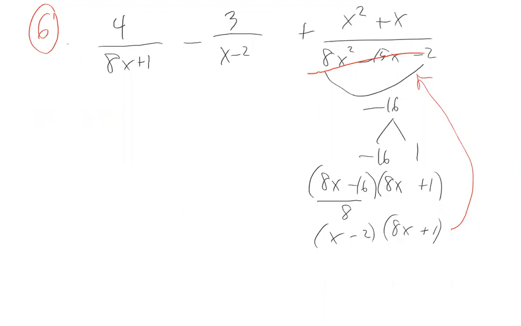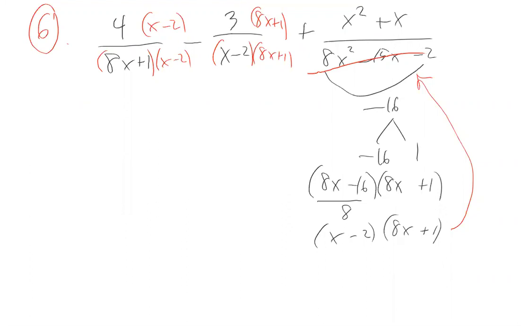After you make that new denominator at the end, now you look back at the original denominators. The 8x plus 1 is missing an x minus 2, so I need to multiply below and above by x minus 2. And the x minus 2 is missing the 8x plus 1, so I need to multiply by that. Now all 3 fractions have an x minus 2 and an 8x plus 1 in the bottom. So now I can multiply the tops out.